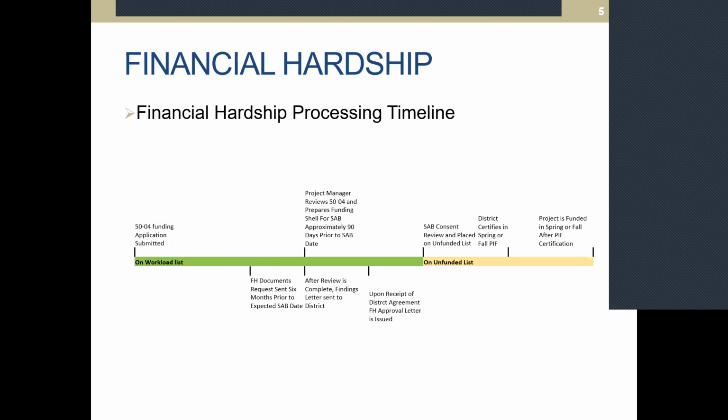After the review is complete, the findings letter is sent to the district. Once the district concurs with the findings by signing off on those fund worksheets, the approval letter is sent. You can see on the far right in the yellow on the timeline, the SAB item is placed on the unfunded list, and then the district will enter the next available certification round, or the priority in funding round. They'll certify, and once they've been certified, the funds will be released to the district. So it's just a basic timeline to give you a quick overview of how that process happens.